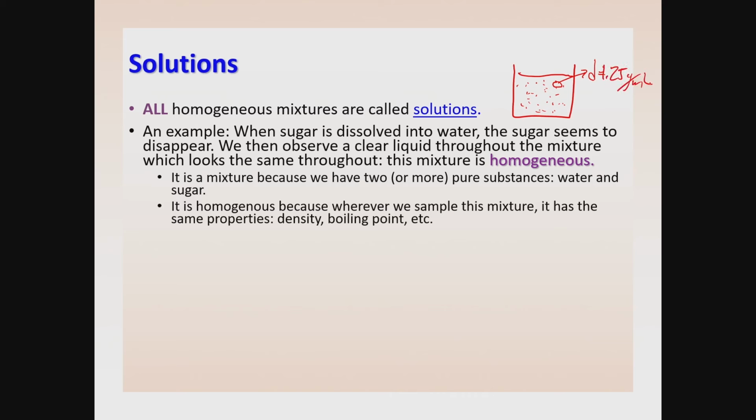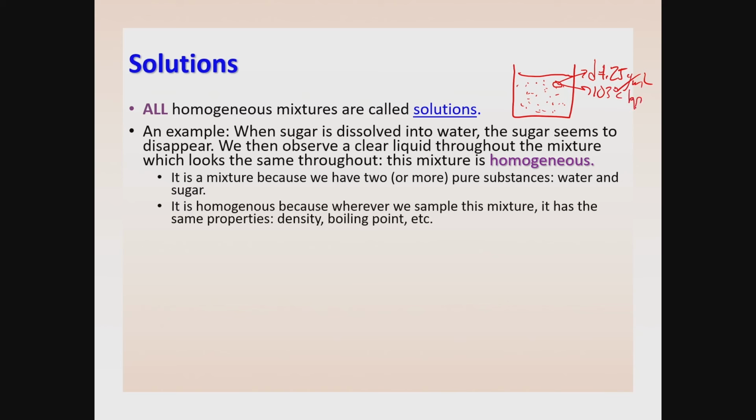And then maybe you're able to measure the boiling point of that sample, and what you'll discover is that the boiling point of sugar water will be higher than that of pure water. So maybe the boiling point of this is going to be 103 degrees Celsius.